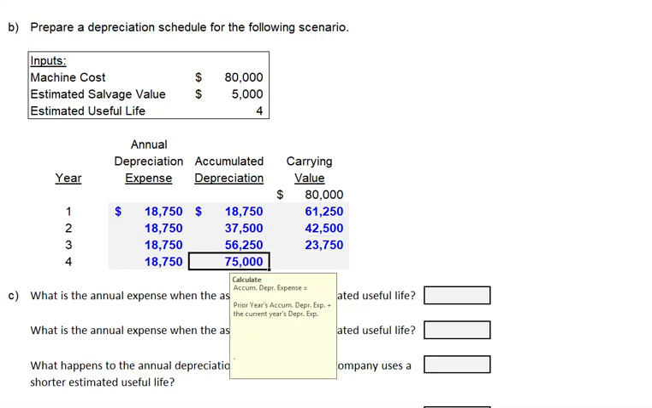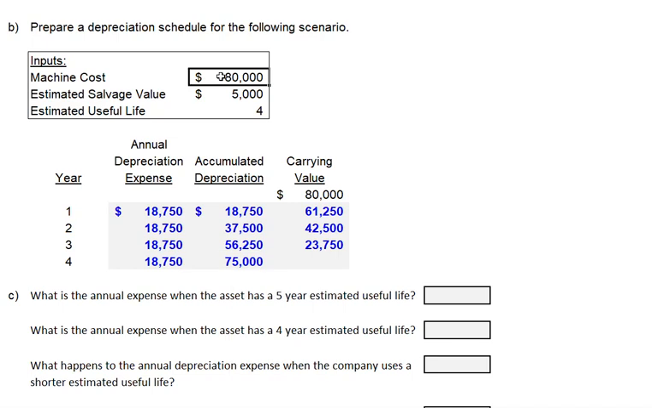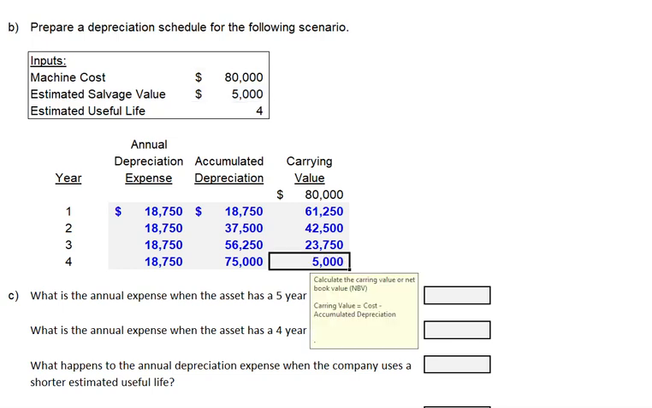After 4 years, again, notice we've taken $75,000 in depreciation expense. And again, that's simply the difference between our initial cost and our estimated salvage value. And of course, our net book value equals that $5,000 estimated salvage value, or residual value. Let's go ahead and answer some questions about this asset and compare our 5-year life versus a 4-year life.